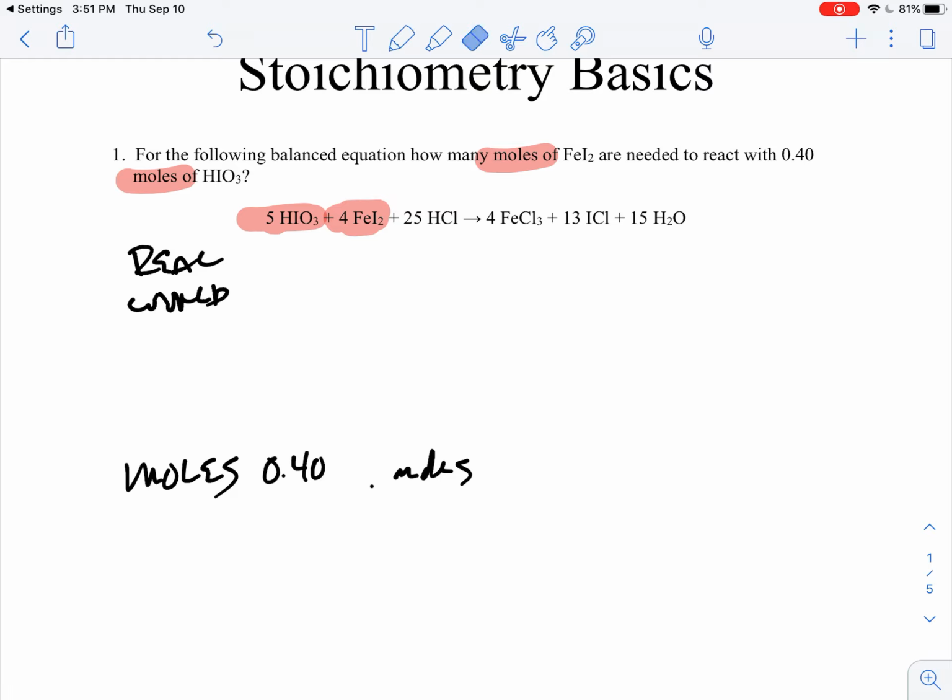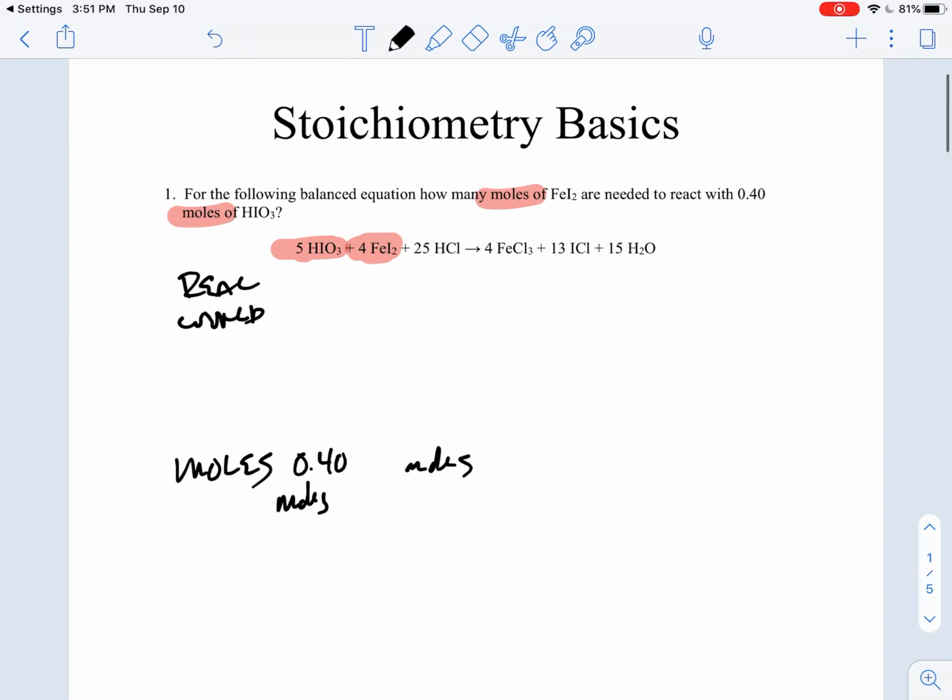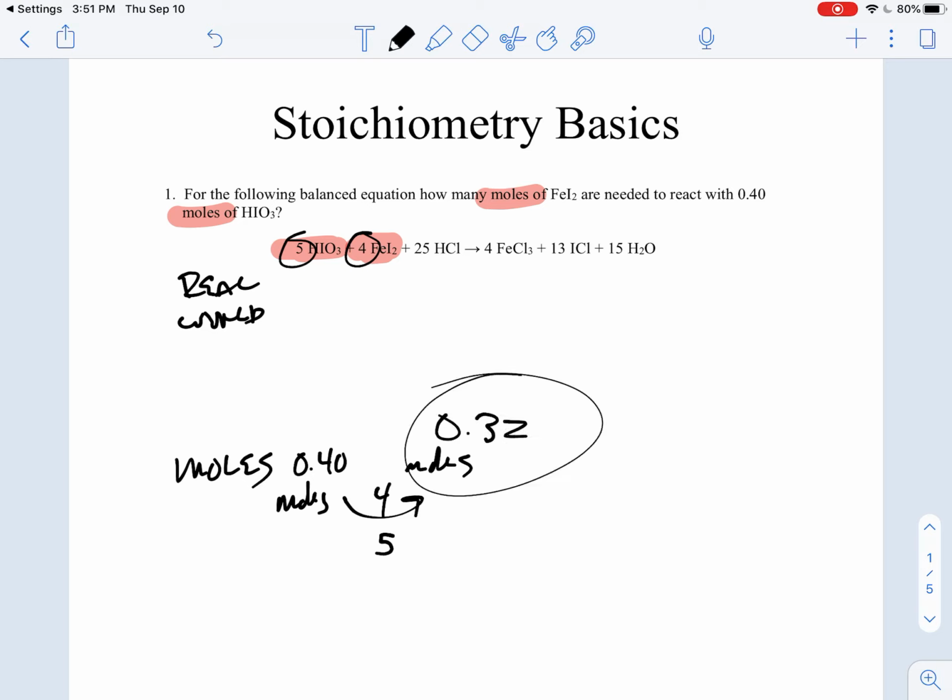So, because we are dealing with moles and I don't have to worry about any real world units, I can go from 0.4 moles here, and 0.40 moles here, and I can go over here to the FeI2 by a ratio of 4/5, because again, it is a 4 to 5. So if I'm starting at 5 and going to 4 over here, it's got to be a 4/5 ratio, and it's going to end up being less. Get out the calculator and do the math on that, and you end up with 0.32 moles, and that's it. That's all you got to do for this one, because it's a moles to moles problem.